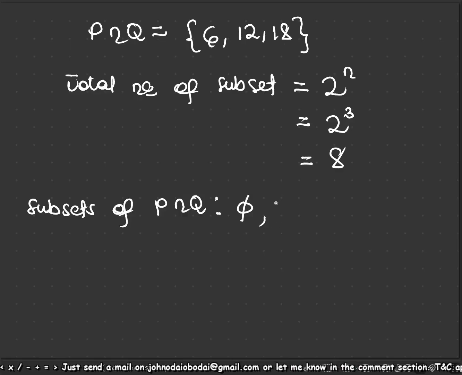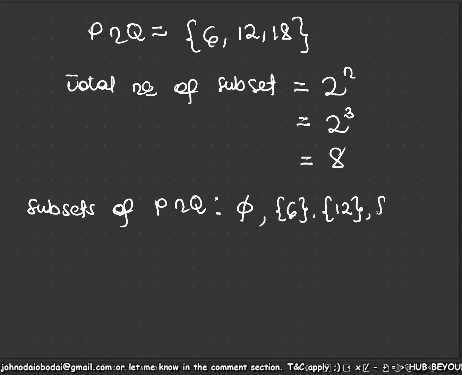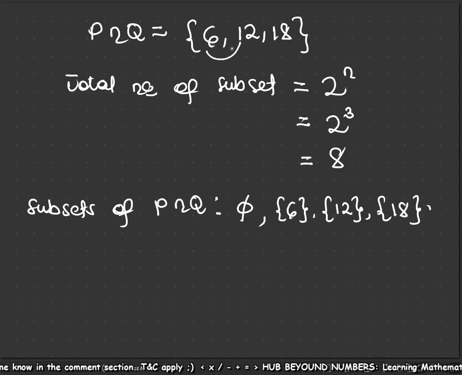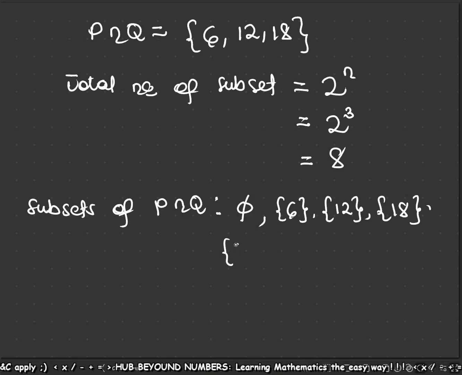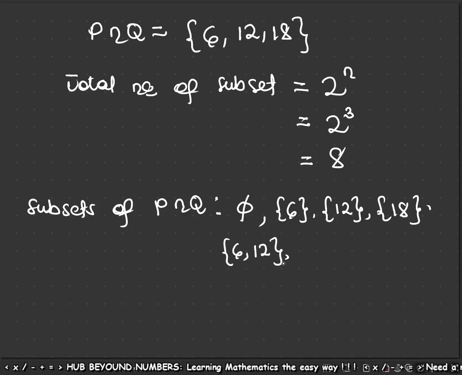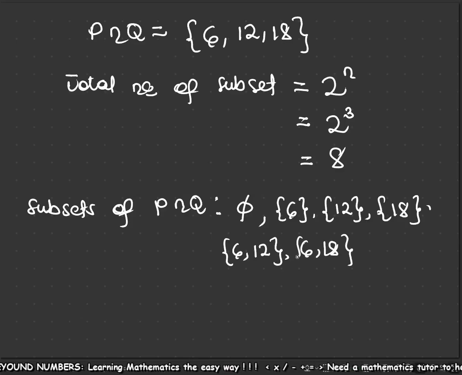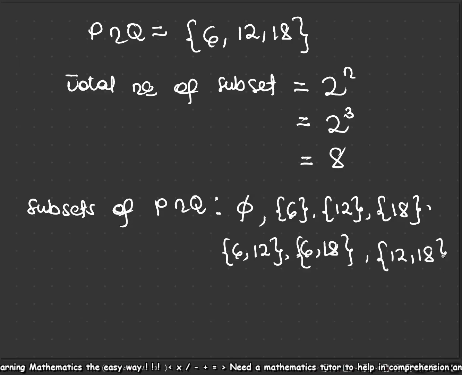So the set 6, then we have 12, then we have our 18, and then we start pairing them. So 6 and 12, then you take 6 and 18, then 12 and 18 as well. So we come here and write that out: 6 and 12, then 6 and 18, and then finally we have 12 and 18 as well.